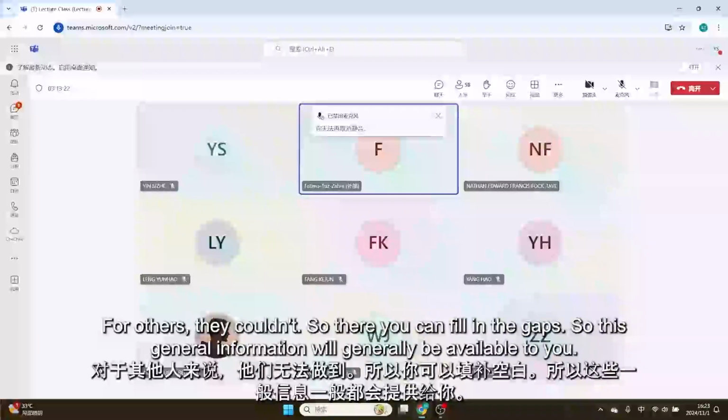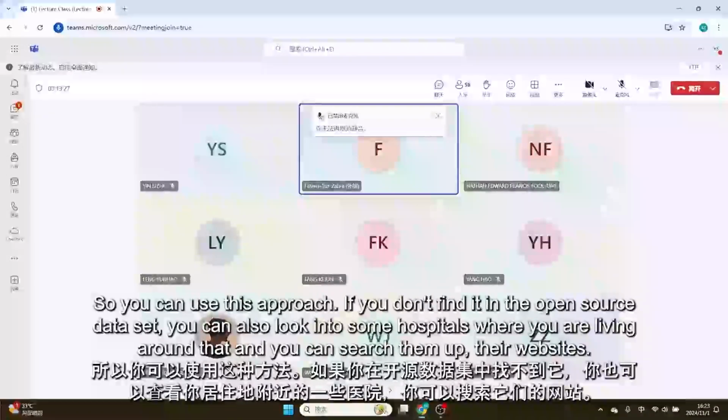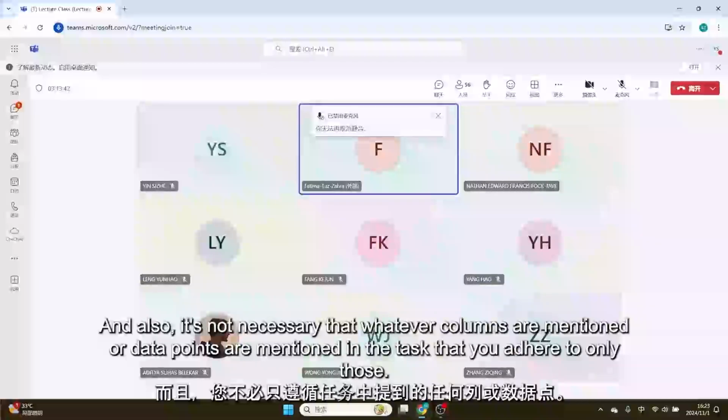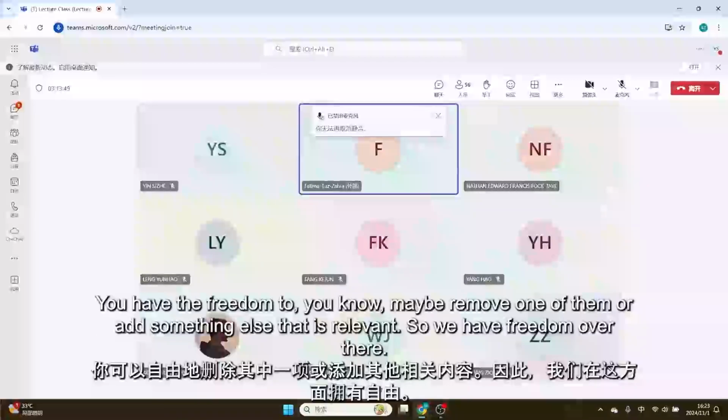So this general information will generally be available to you, and you can use this approach. If you don't find it in the open source datasets, you can also look into some hospitals around where you are living and search their websites. There, usually it will be available to you. Also, it's not necessary that you adhere only to the columns or data points mentioned in the task. You have the freedom to remove one of them or add something else that is relevant.